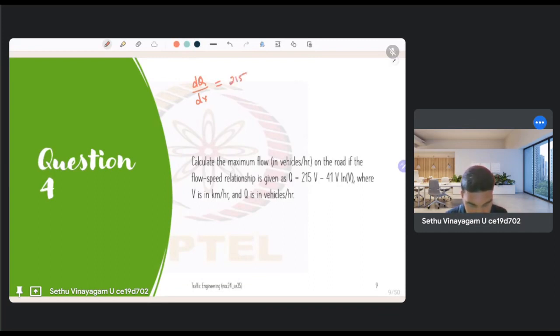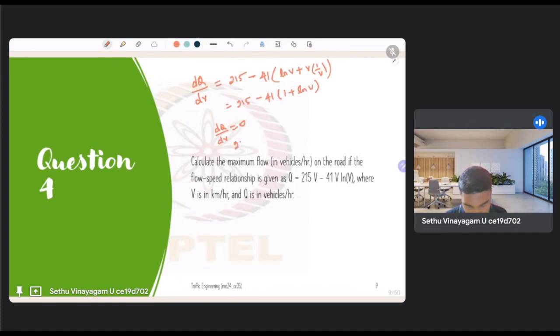We will get 215, because V is the variable with which we are differentiating, minus 41 into, here we have to use the product rule, so that is V into log V. The first differential of V is just 1, times log V, plus the differential of log V, which is 1 by V, so V into 1 by V. So we get 215 minus 41 into (1 plus log V). This is the slope, and we have to equate this to 0.